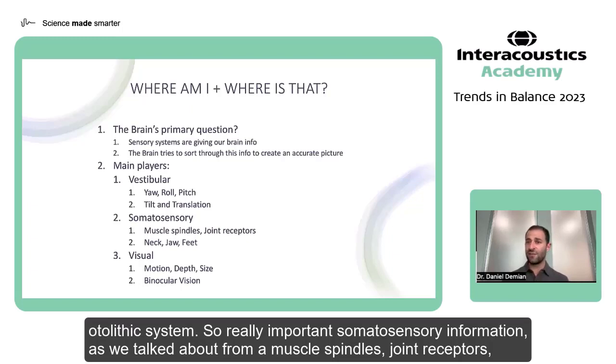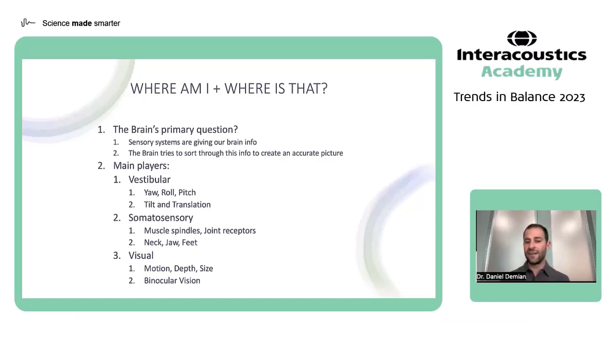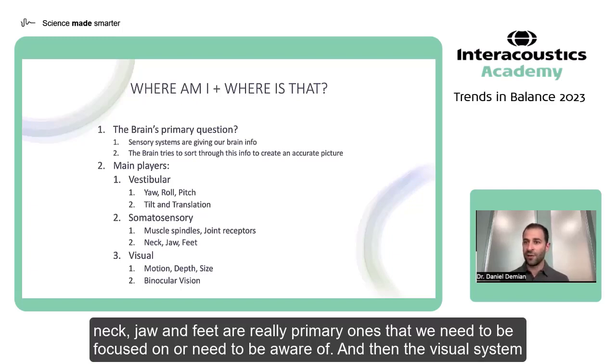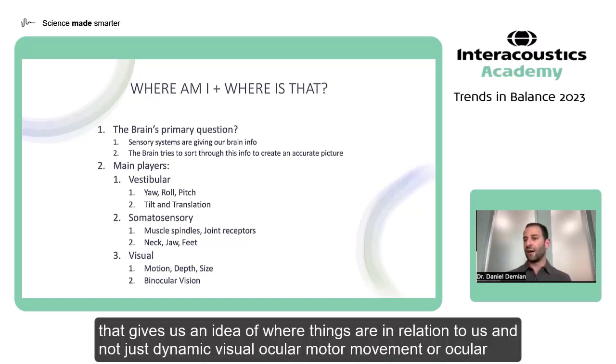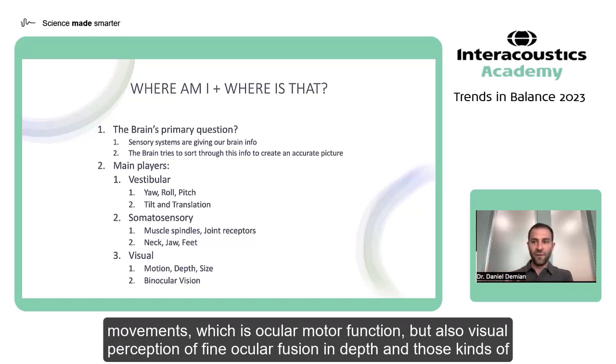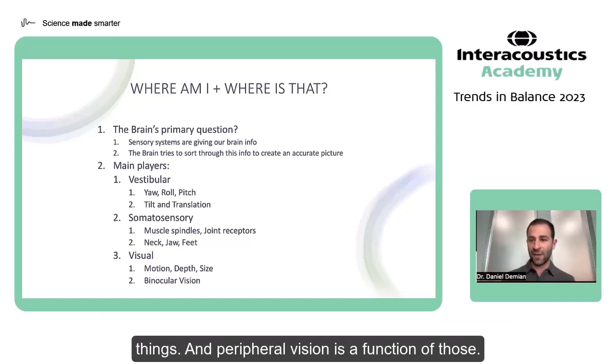Somatosensory information, as we talked about, from our muscle spindles, joint receptors. Neck, jaw, and feet are really primary ones that we need to be aware of. And then the visual system that gives us an idea of where things are in relation to us, and not just dynamic visual oculomotor movement, which is oculomotor function, but also visual perception of binocular fusion and depth and those kinds of things, and peripheral vision as a function of those.